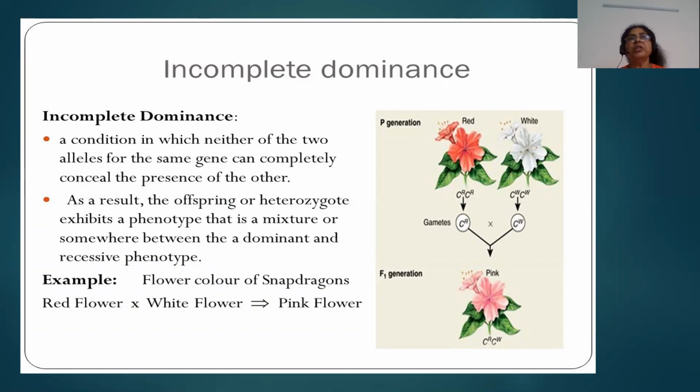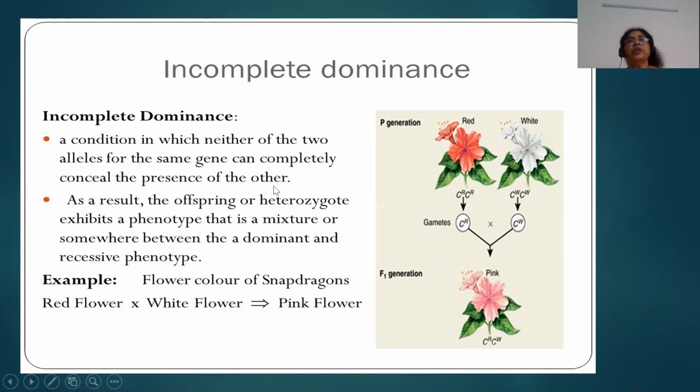What is incomplete dominance? Students, it is a condition where neither of the two alleles of the same gene show themselves completely. Both of them are not completely dominant on each other, such that the phenotype of the F1 generation is not the same as that of the parents. Rather, the phenotype of the F1 generation is intermediate of the two.